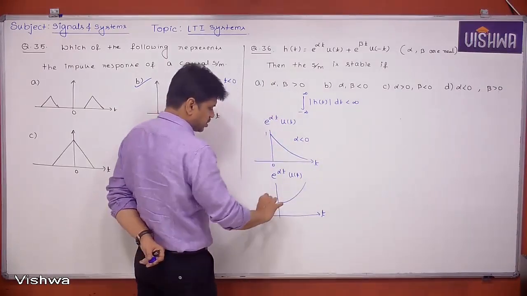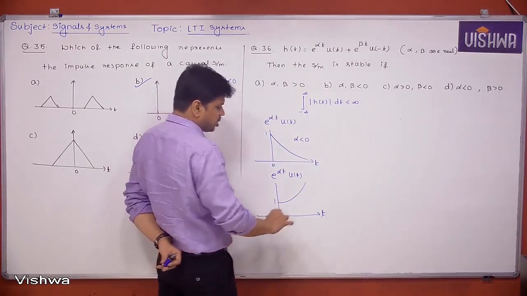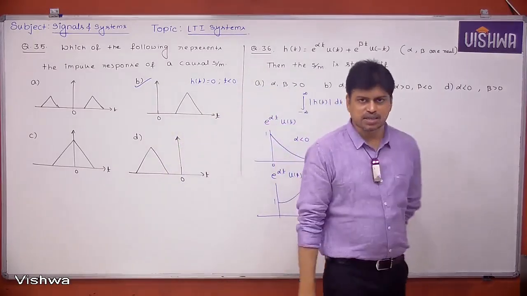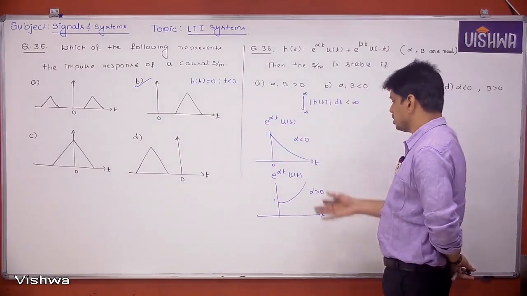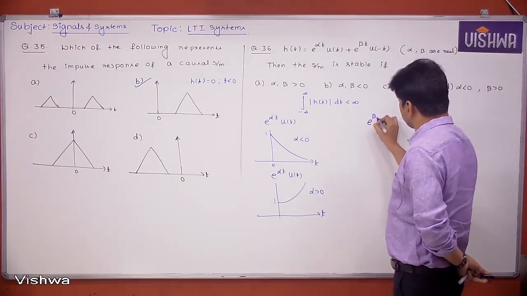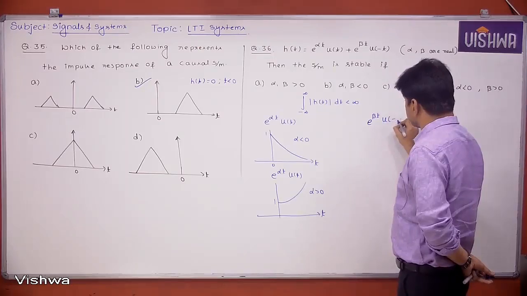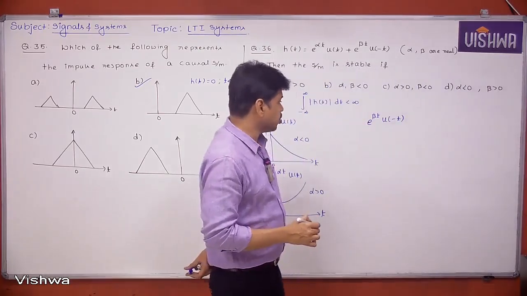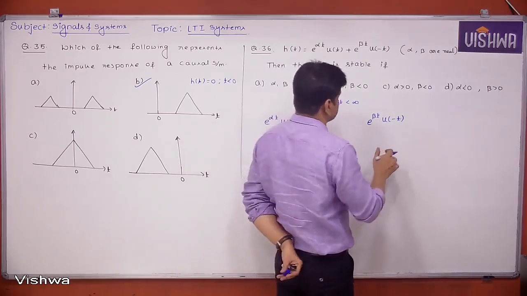This may be like this also. When this is a possibility, if alpha is greater than 0, that is a growing exponential on the right side. In a similar manner, e power beta t u of minus t. How does it look?